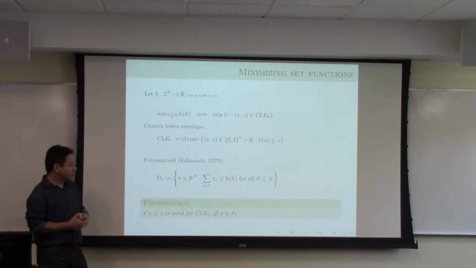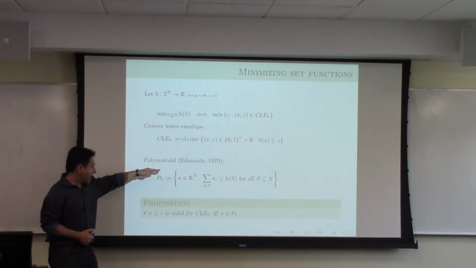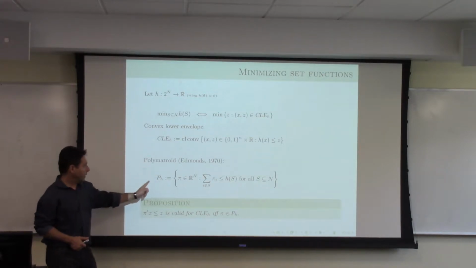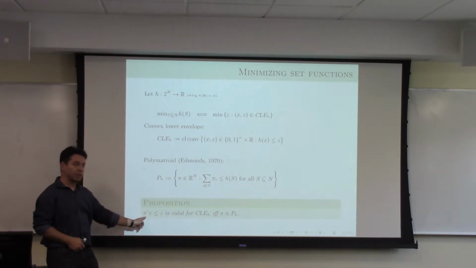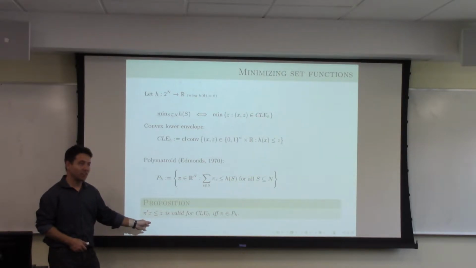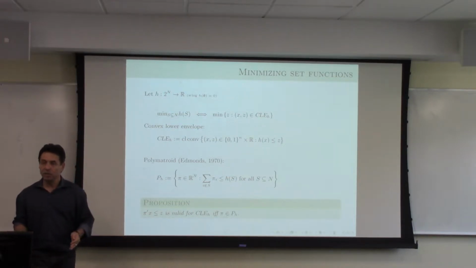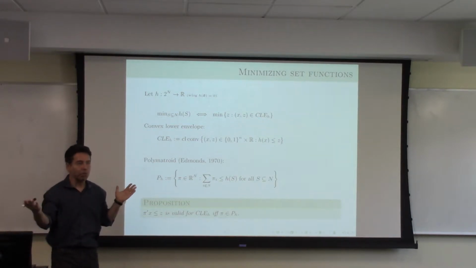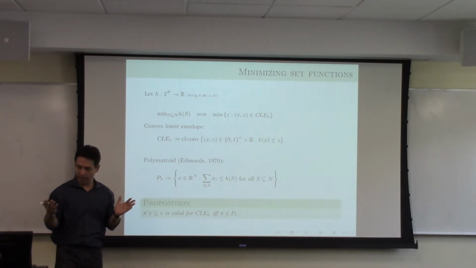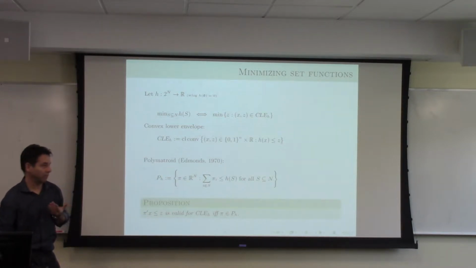And it turns out any pi that belongs to this polymatroid gives you a valid inequality for the convex lower envelope. This is a very simple result from polarity. And this is true for any set function, not just for submodular functions. The validity is true in general. So it doesn't give you everything, but it gives you some. It gives you an outer approximation. So this can be used for any set function. I don't think this is well known.